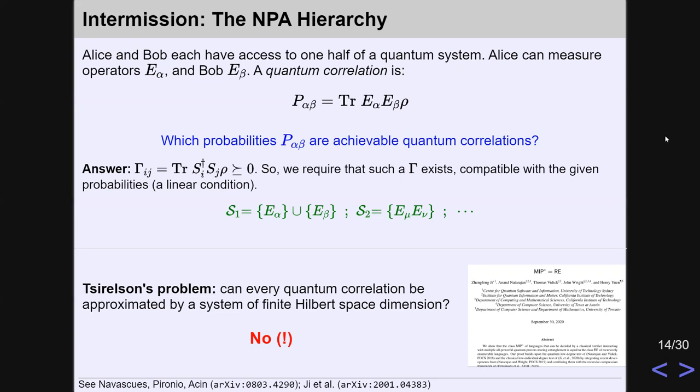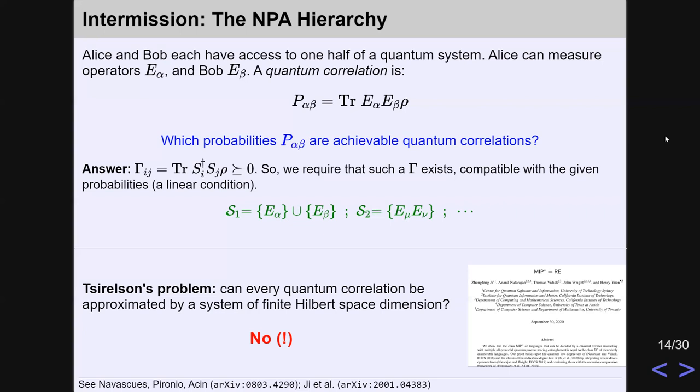And it is sufficient to simply impose positive semi-definiteness of all possible expectation values. So one defines a matrix gamma, and gamma is the matrix of expectation values of products of operators in a set S. And as you increase the size of your basis S, you end up including all possible constraints on quantum correlations.